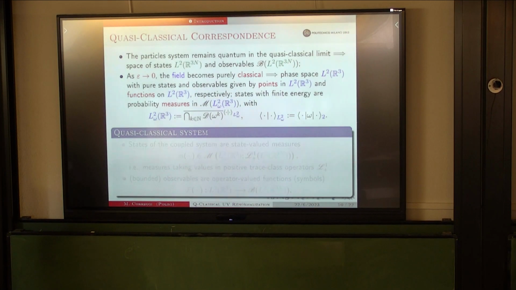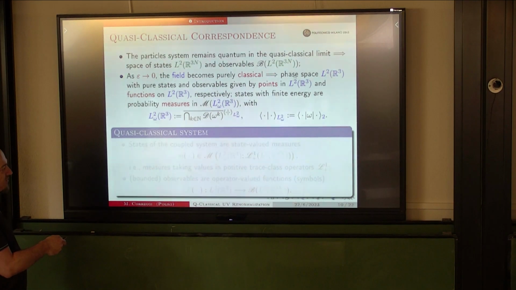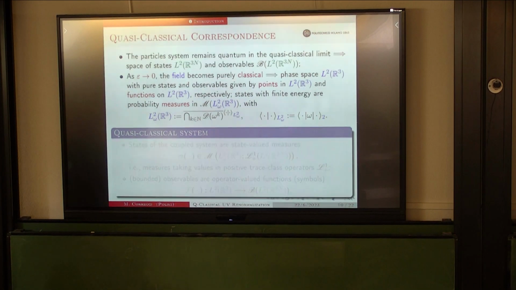Well, more in general, what are mixed states for such a classical system? Those are probability measures. Well, not exactly over this L2 of R3. It depends. If you think of states with finite energy, you have to restrict to states such that when you multiply by square root of omega, they remain in L2. So in the massive case, it is a subset of this. In the massless case, it is not. The two spaces are not the same. That's going to be quite an important point later, actually.